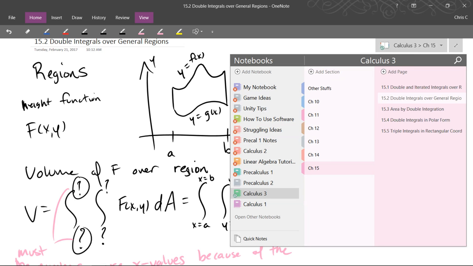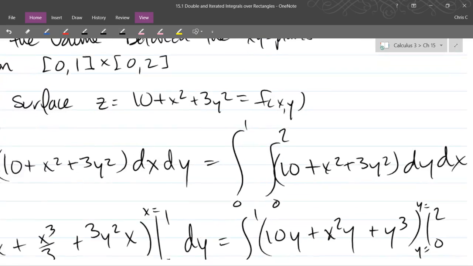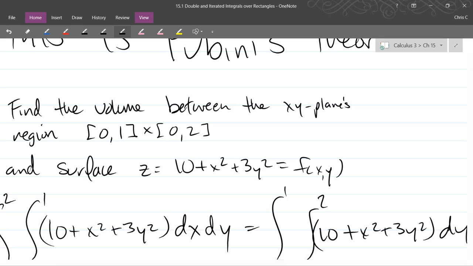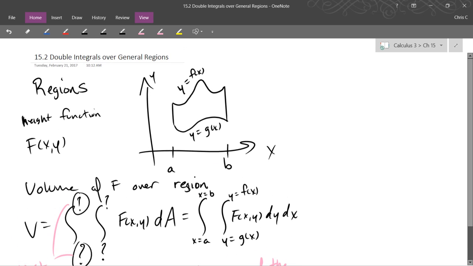If we go back to the last section, the height function that I gave you at the end was a polynomial, 10 plus x squared plus 3y squared. It was a multivariable polynomial. And we had some other polynomial before that, like 100 minus x squared minus y squared, something like that. So those are the height functions. That was a region with a flat x minimum and x maximum. Let's say this uses x equals a and x equals b as boundaries. So we had flat boundaries in the x dimension.